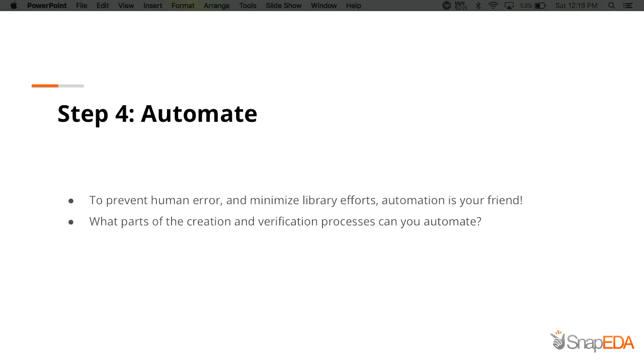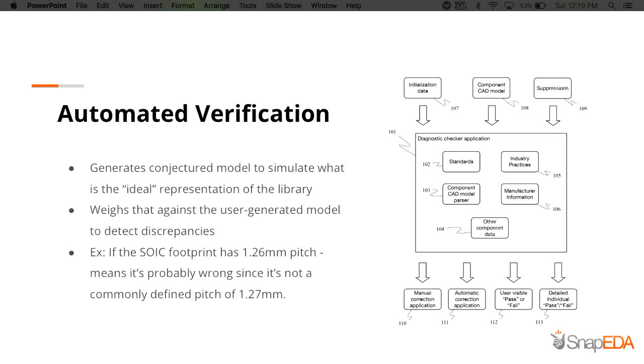IPC standard packages. Just to give you an example of some of the verification we do, in general we check for industry standards, industry practices, manufacturing information, and attribute data. This helps us to determine if, for example, a component or even the data of the component is right.